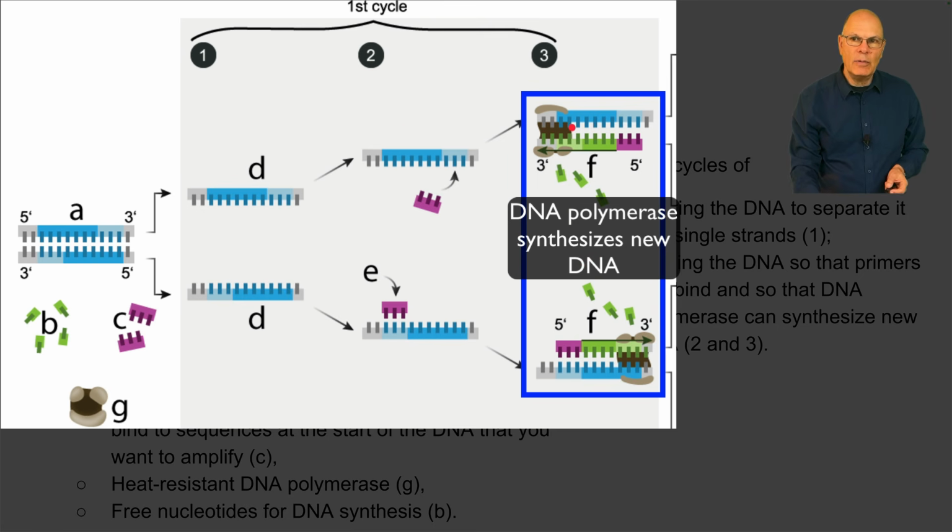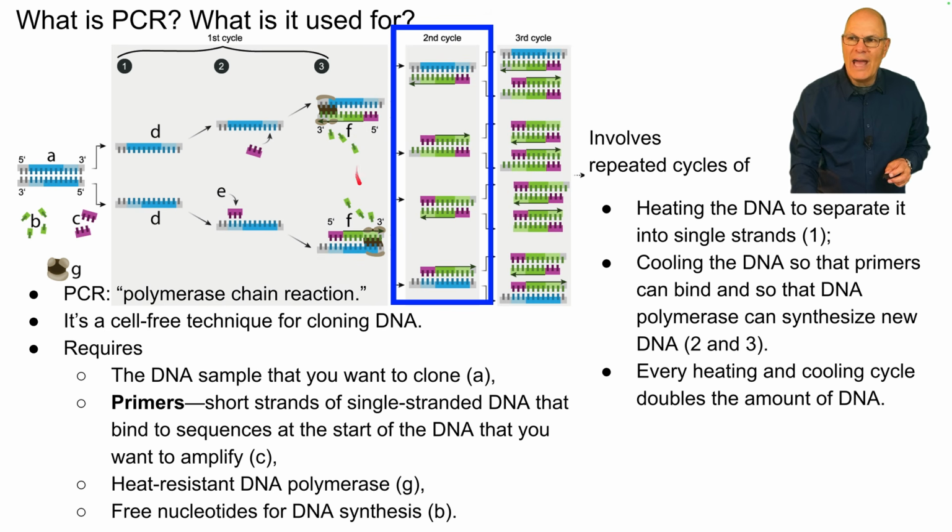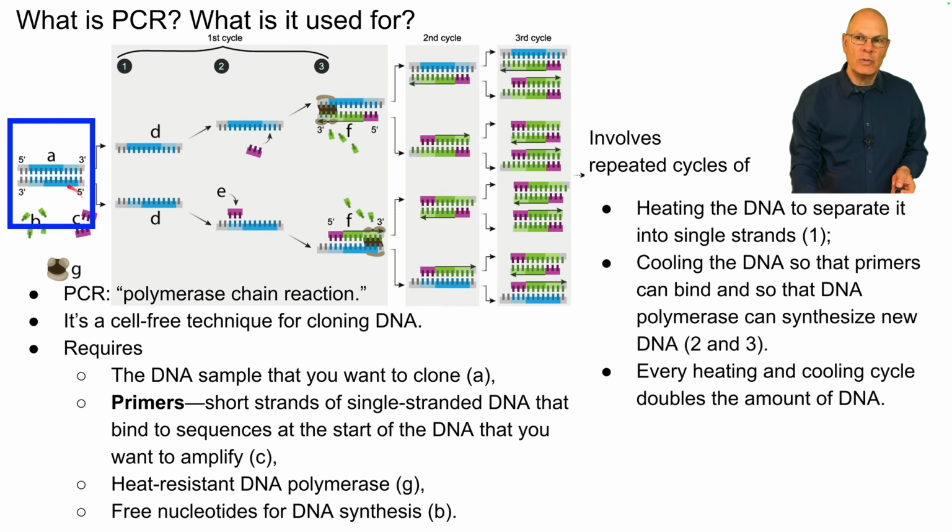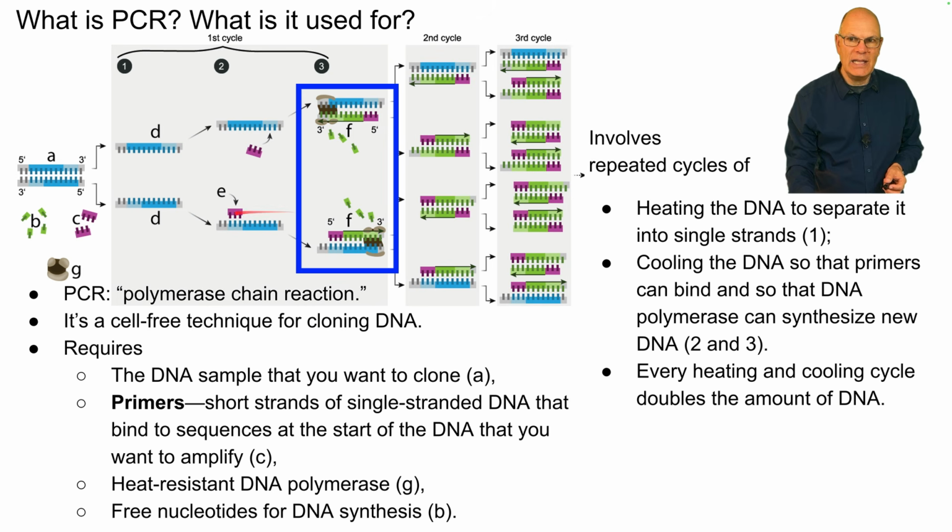The DNA polymerase will read the template strand, and it'll seal sugar phosphate bonds between the nucleotides that bind with the template strands. So here you're seeing DNA polymerase creating new DNA. And every heating and cooling cycle will double the amount of DNA. So we started with 1 piece of DNA. Now we have 2 pieces of DNA. That's an exact copy of the original DNA.